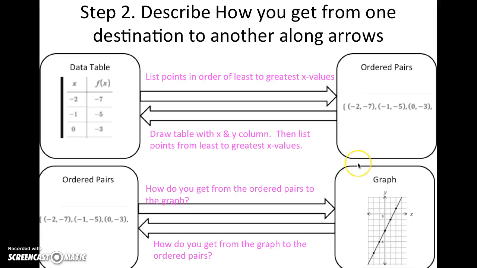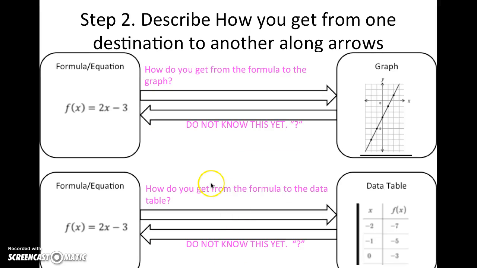You're going to do this for the rest of these, with the exception of two, and I'll show you what those two are. From ordered pairs to graph, how do you do it? You write that on this top arrow. From graph to ordered pairs, how do you do that? You write that on the bottom arrow. The last two sets are here as well. From formula to graph, you should be able to describe how you do that. From graph to formula, some of y'all may know how to do this, particularly for a linear equation, but that's not for all polynomials, so we don't really know how to do this yet. So we're going to put a question mark on this bottom arrow.